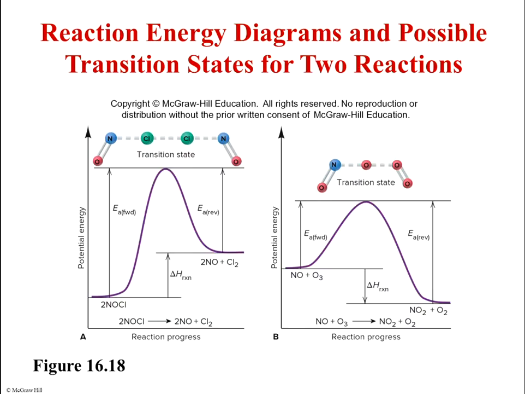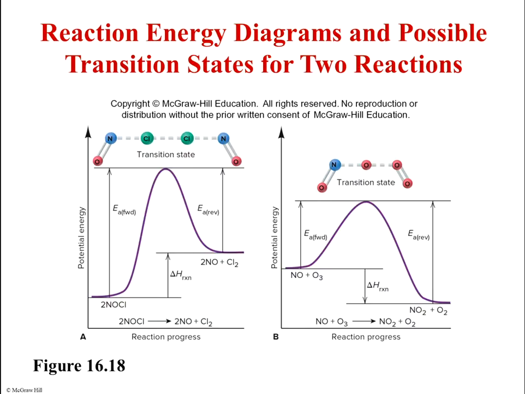We see we have two molecules of NO plus one molecule of molecular chlorine. On the right-hand side, we have the reaction of nitric oxide plus ozone to give NO2 plus O2. In this case, we're breaking one of the oxygen-oxygen bonds in ozone, and we're forming an oxygen-nitrogen bond in NO2. This reaction is exothermic. NO reacts with O3, it's downhill to NO2 plus O2.